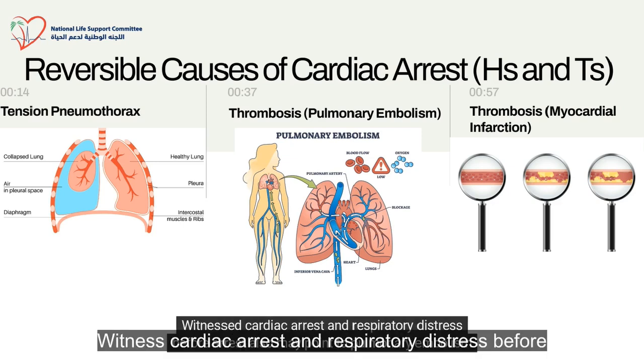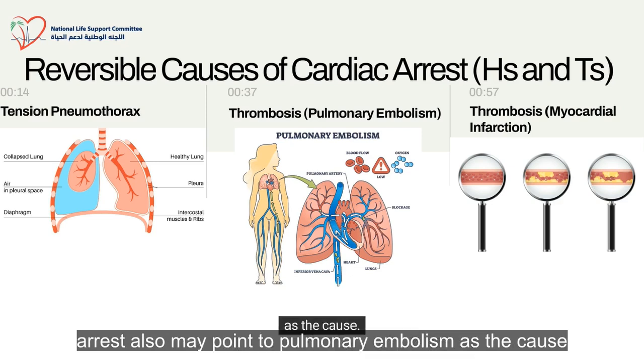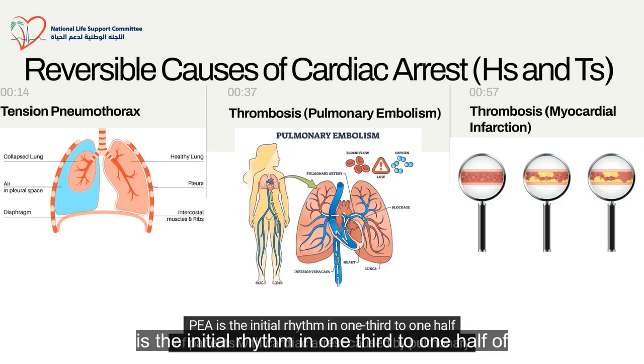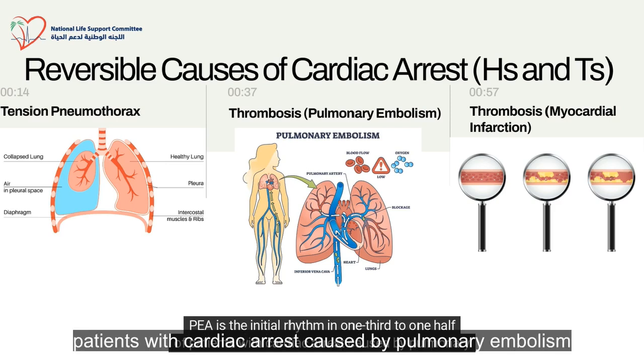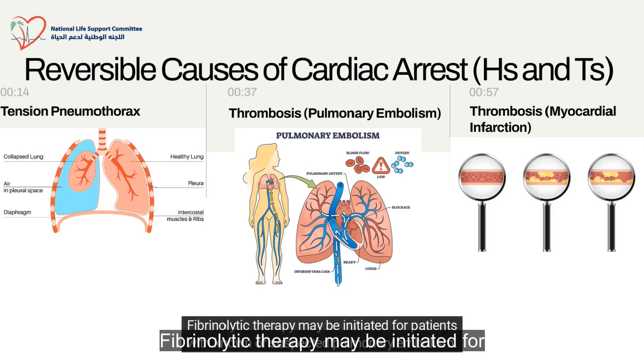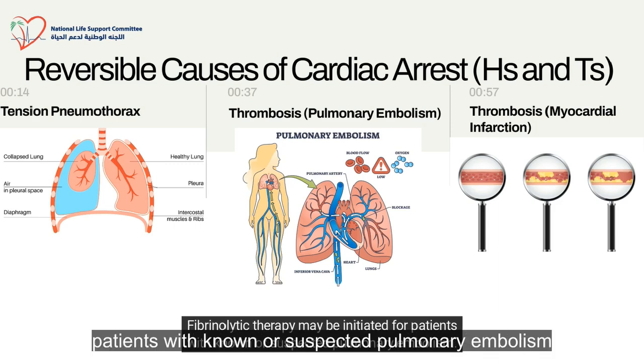Witnessed cardiac arrest and respiratory distress before arrest also may point to pulmonary embolism as the cause. PEA is the initial rhythm in 1/3 to 1/2 of patients with cardiac arrest caused by pulmonary embolism. Fibrinolytic therapy may be initiated for patients with known or suspected pulmonary embolism.